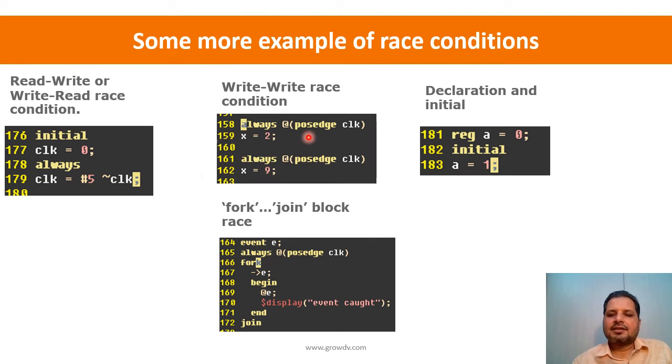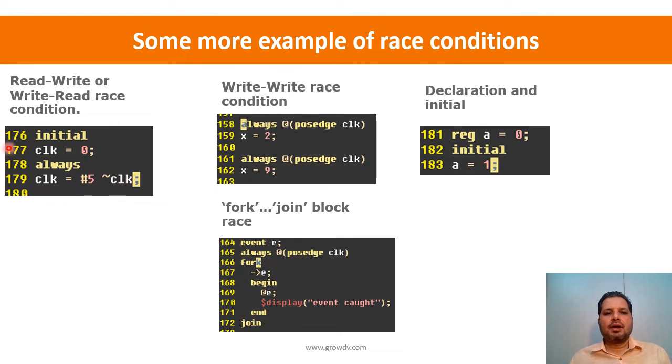So we said that certain types of assignments are scheduled to be executed in the same time region. Let's look at a few more examples to understand this further. We have already seen one read-write or write-read race condition in the previous slide. So let's look at one more. Here we have an initial block and an always block.